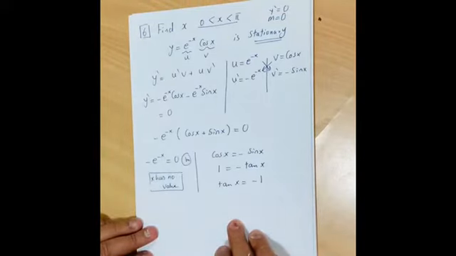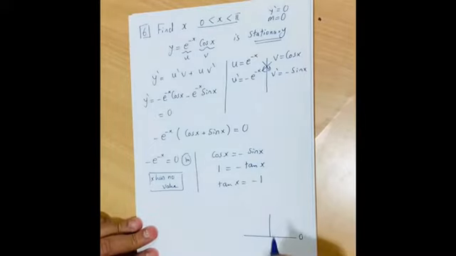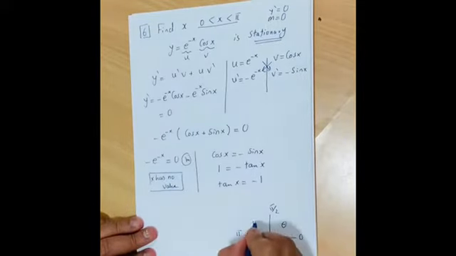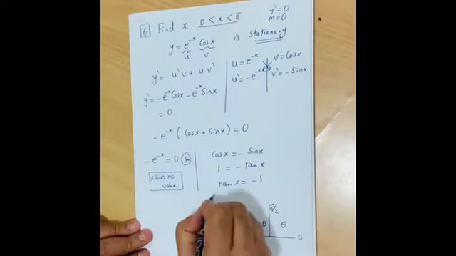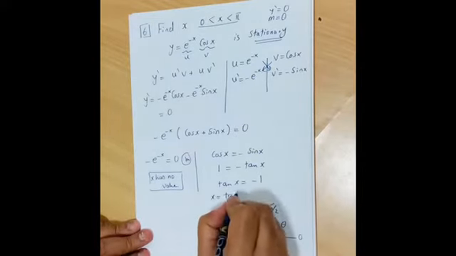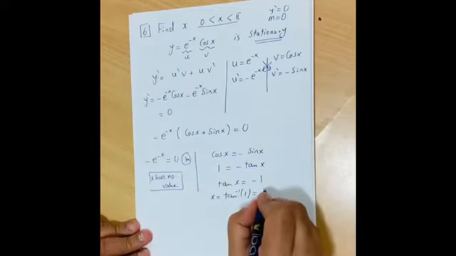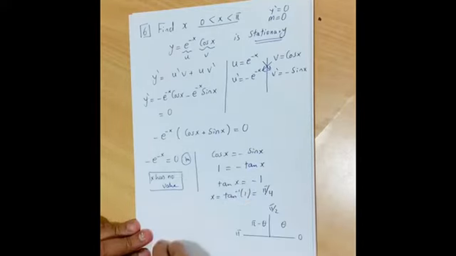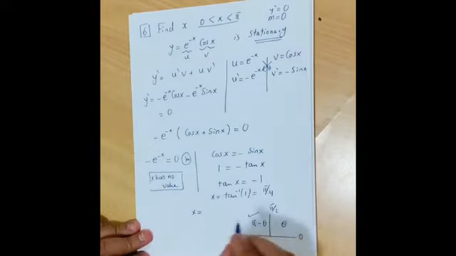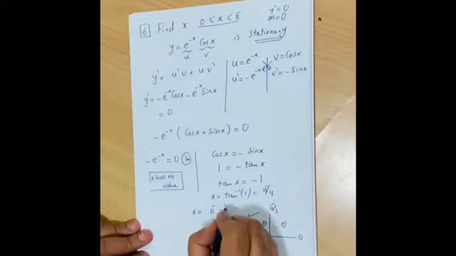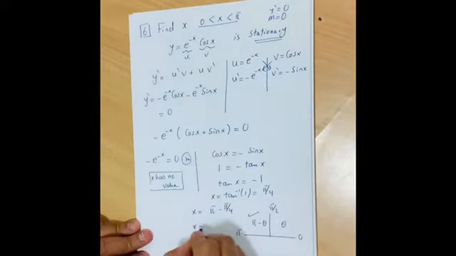So using the range which is given to you, 0 to pi, we have only the first two quadrants, 0, pi over 2, and pi. First theta and then pi minus theta. x equals inverse tan of 1, which is equal to pi over 4. Then tan is negative only in the second quadrant, so you do pi minus pi over 4. Then x is equal to 3 pi over 4.